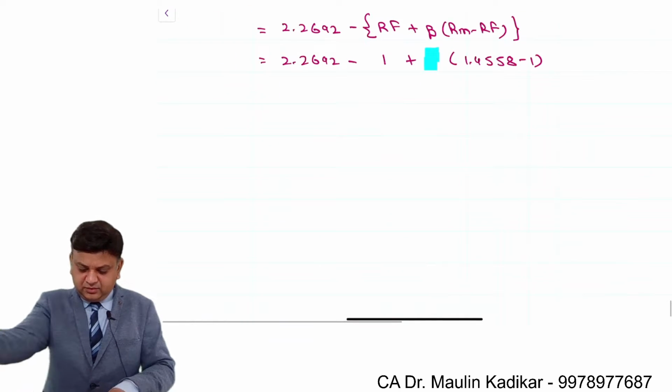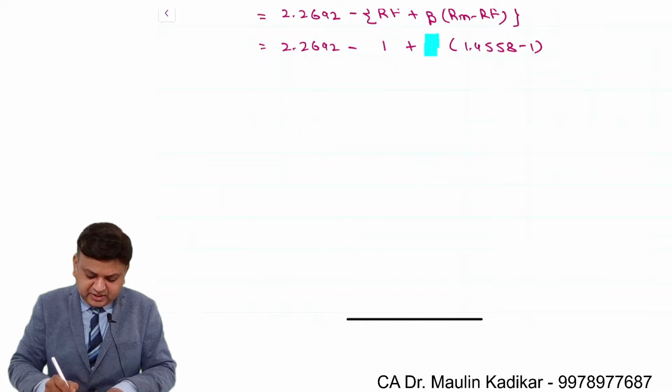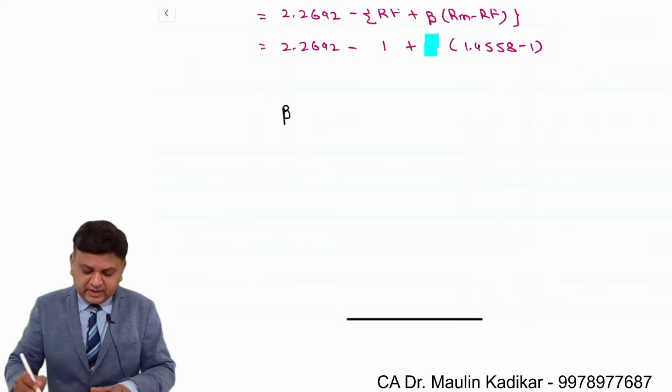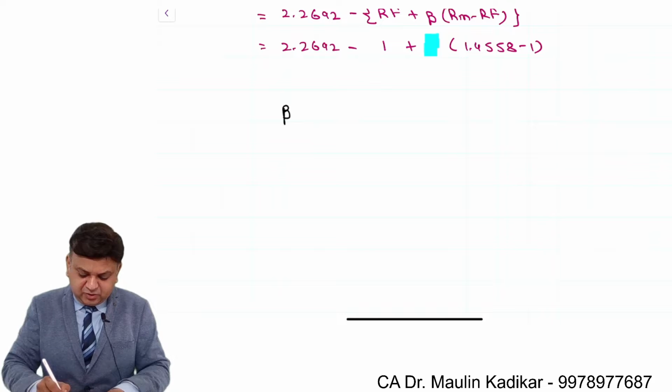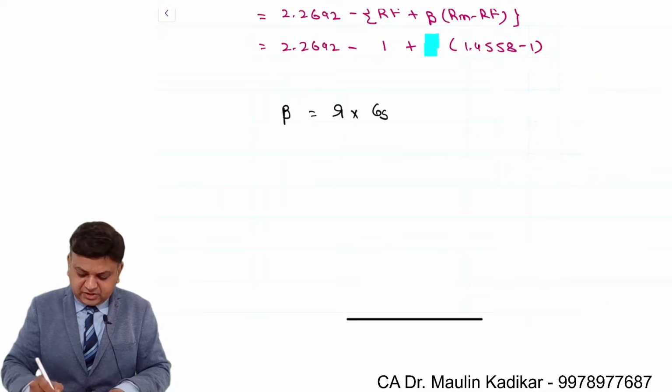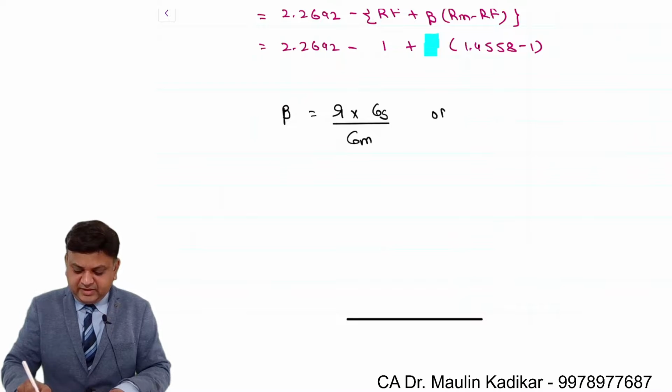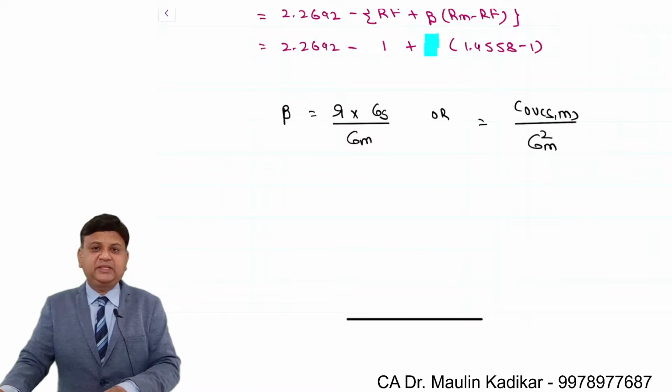Now friends, for the purpose of calculation of the beta of the security, that is the beta of the portfolio, the institute has provided a suggested answer which is very simple. Of course, you can calculate the beta by using the formula: correlation coefficient into standard deviation of security divided by standard deviation of market portfolio. Or otherwise, you can calculate it as covariance of the security with market divided by the variance of the market portfolio. Both the formulas are possible.